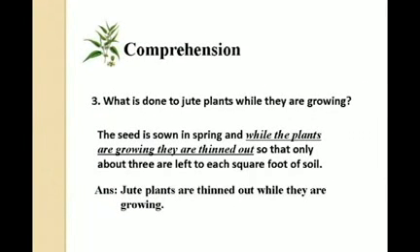Let's answer the third question. What is done to jute plants while they are growing? To answer these questions, read the second paragraph and you will see the answer in the sentence. The seed is sown in spring, and while the plants are growing, they are thinned out so that only about 3 are left to each square foot of soil. So, the answer is jute plants are thinned out while they are growing.